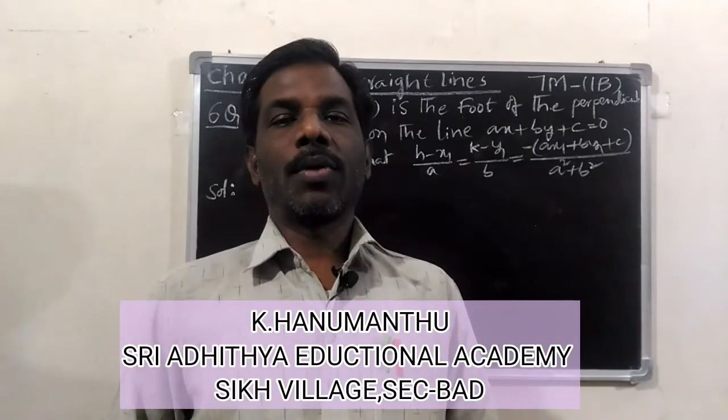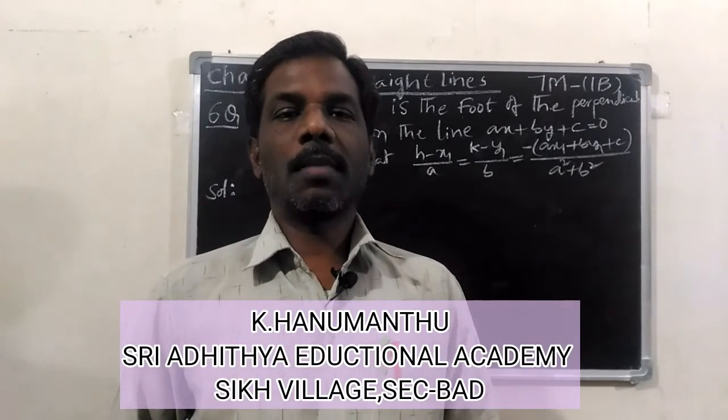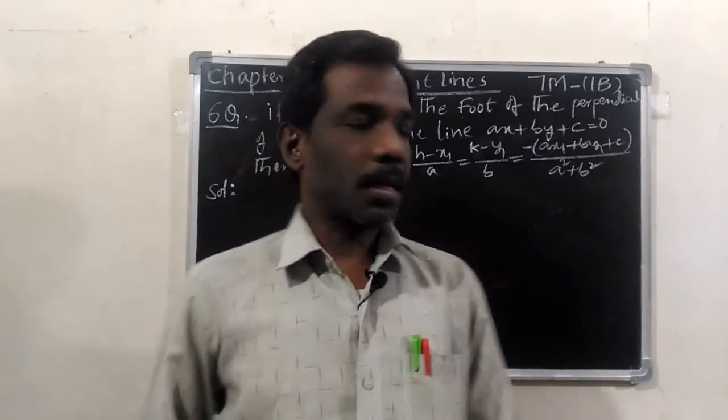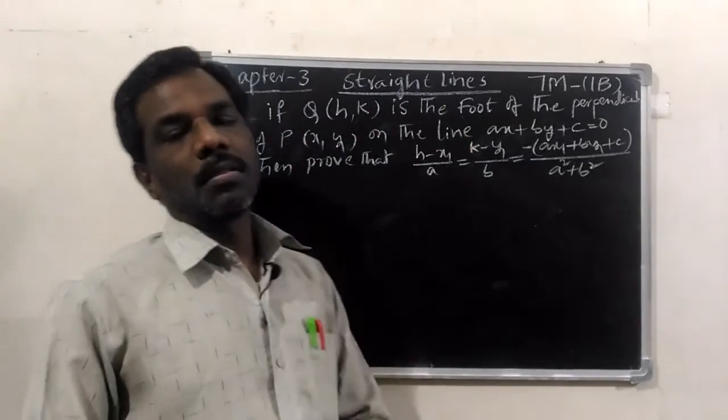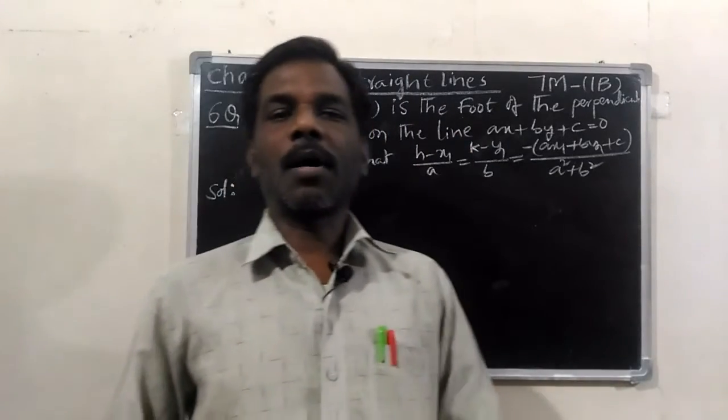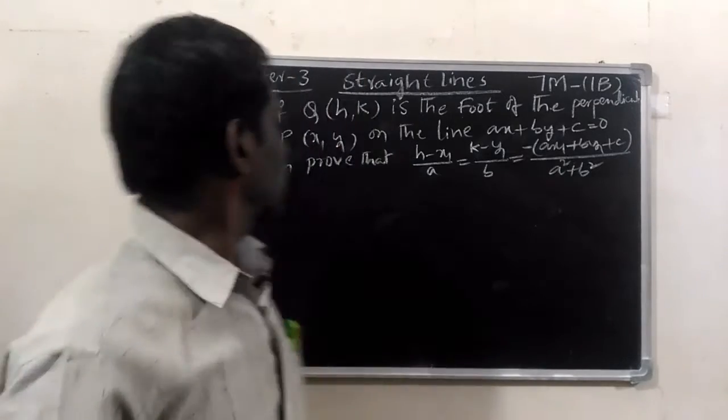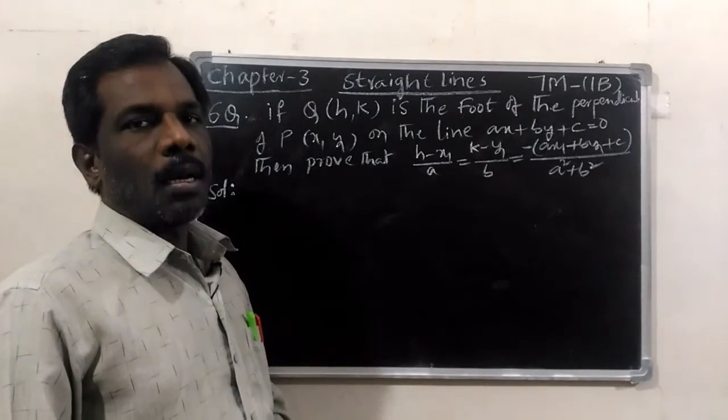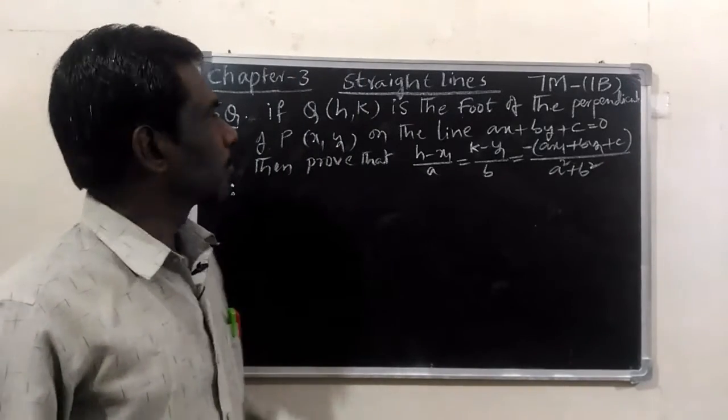Hello students, today I am explaining you intermediate first year third chapter straight lines 7 marks important question. Question number is 6. Let us read the first question.